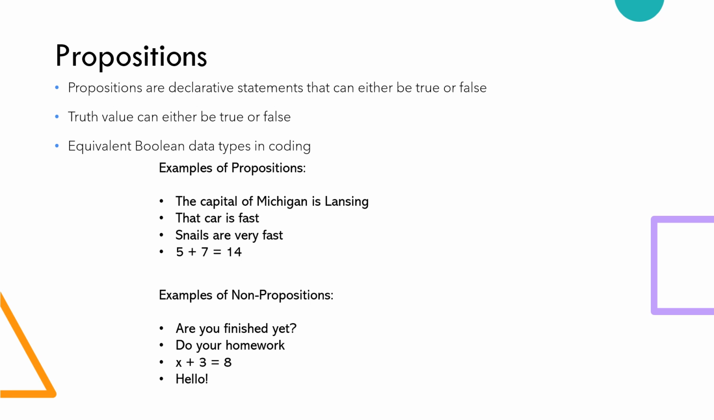So we can say let the capital of Michigan is Lansing be the proposition P, or let that car is fast be the proposition Q, and so on. Now, there are some statements that can't be counted as propositions.